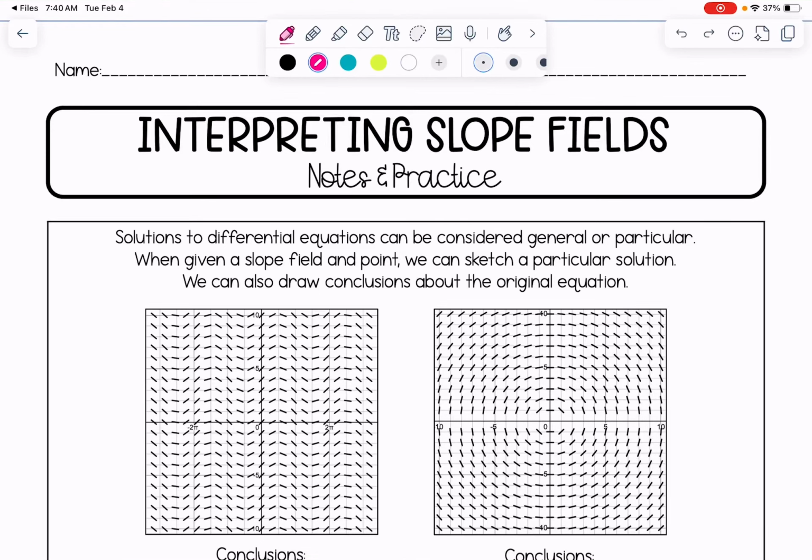In this lesson, we'll be talking about how to interpret slope fields. So solutions to differential equations can be considered either general or particular. When given a slope field and a point, we can sketch a particular solution. We can also draw conclusions about the original equation.